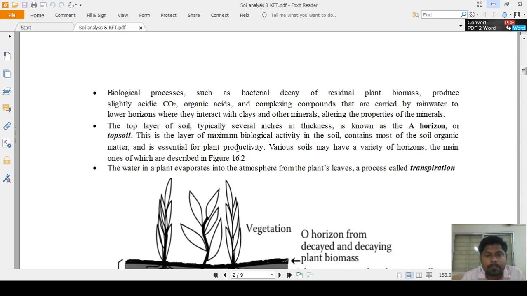That means that point is useful for true or false type questions, or also for fill in the blank type questions, like: the blank layer is the layer of maximum biological activity in the soil, or the layer which contains most of the soil organic matter and is essential for plant productivity. That kind of MCQ or fill in the blanks may be asked in the question. The answer is A horizon or topsoil.